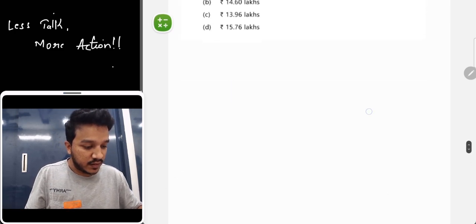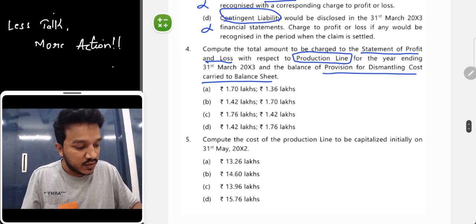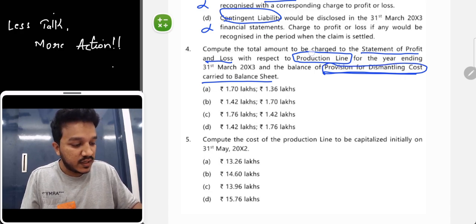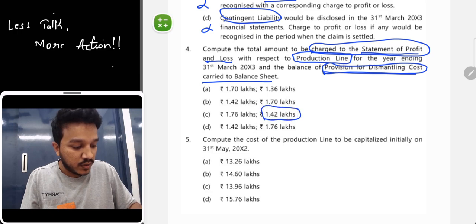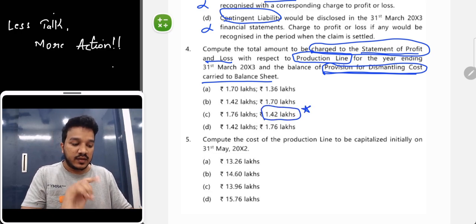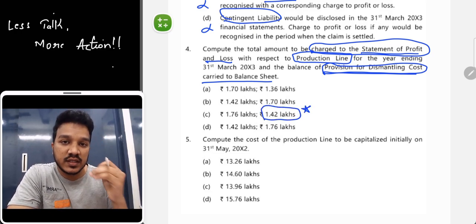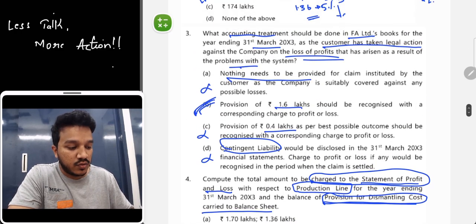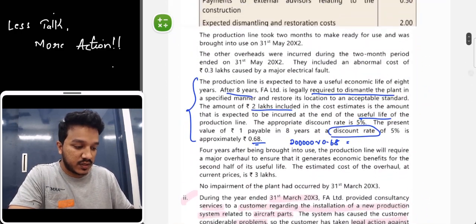Let's see if that answer is there. See, provision for dismantling cost is asked, and then what is the amount charged to P&L account is also asked. So for the second answer, 1.42 is coming. Now we will see what is the amount that is charged to P&L account. Nothing else goes to the P&L account except depreciation.